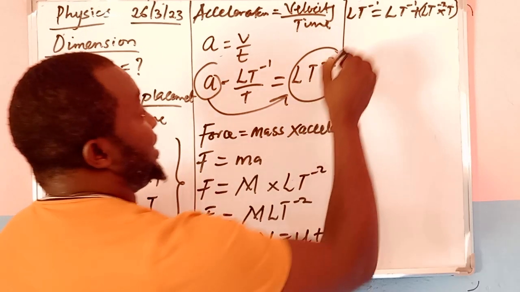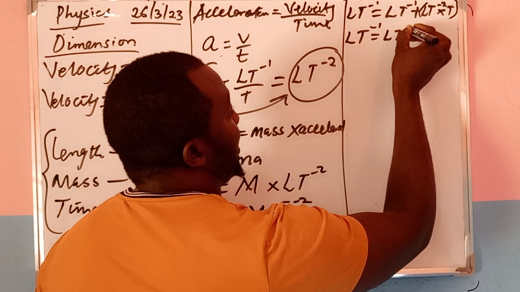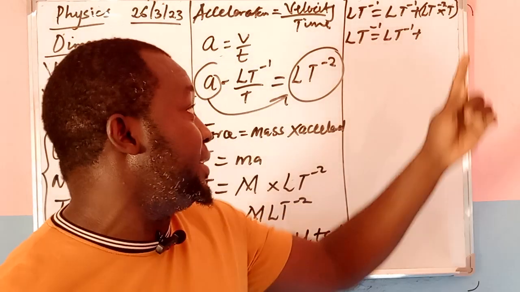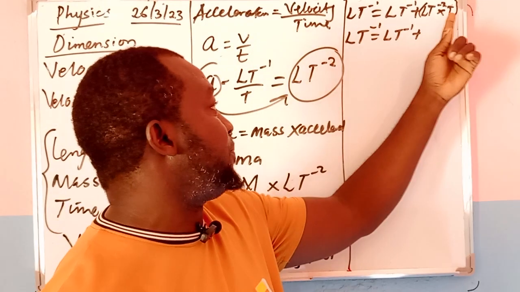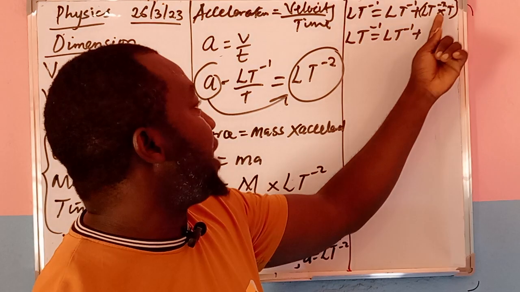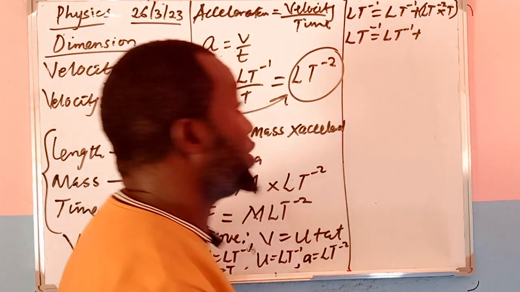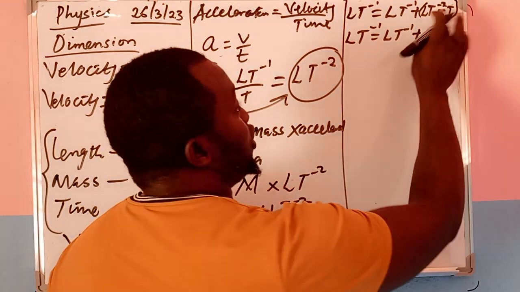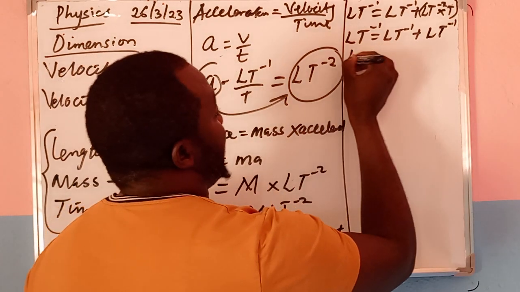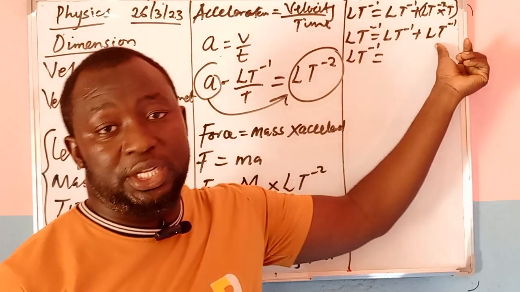For simplification, we have LT^-1 equals LT^-1 plus LT^-2 multiplied by T. According to the law of indices, if the bases are the same, for multiplication we add the powers. Then minus 2 plus 1. Why? Because this capital T has a power of 1 under it, it just isn't shown. Then minus 2 plus 1 gives us LT^-1. Then we say LT^-1 equals LT^-1 plus LT^-1.